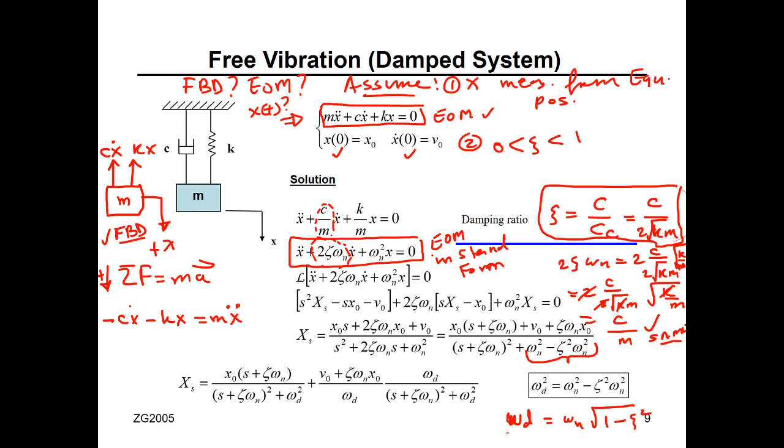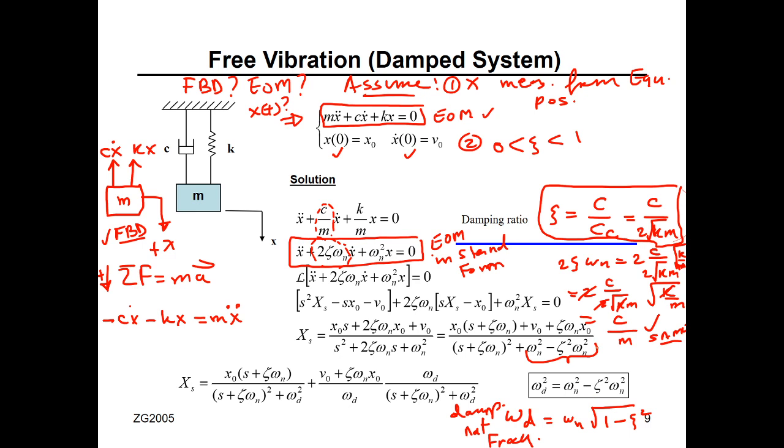Okay, this omega d, we're going to give it a name, guys, and we will memorize it. You have to be very patient. This omega d is what we will call the damped natural frequency. Omega d, damped natural frequency. Okay, let's keep it in our mind. Omega d equals omega n square root of 1 minus zeta squared.